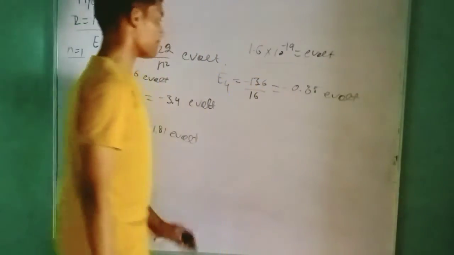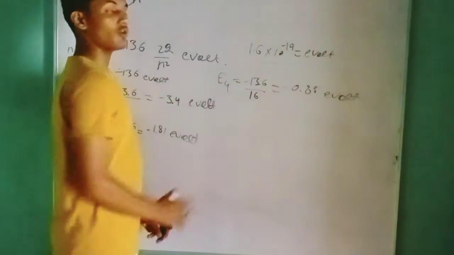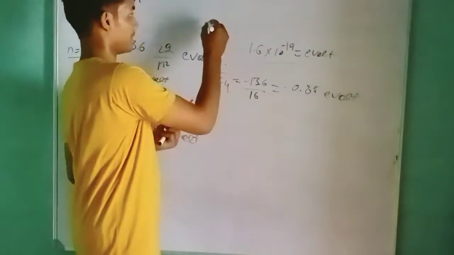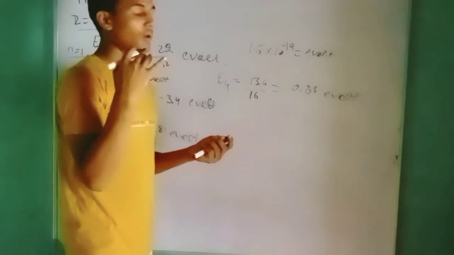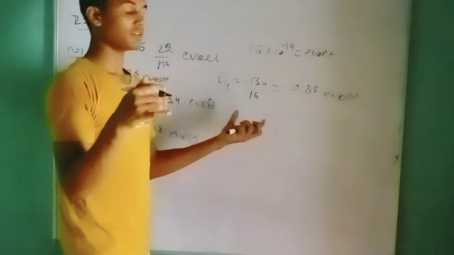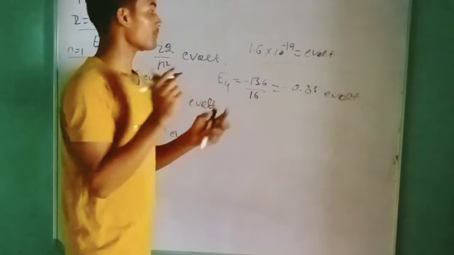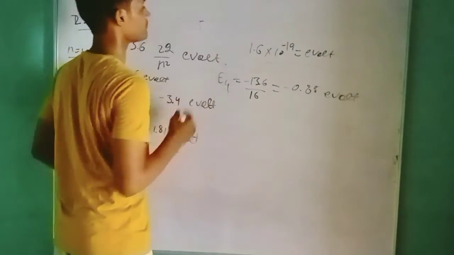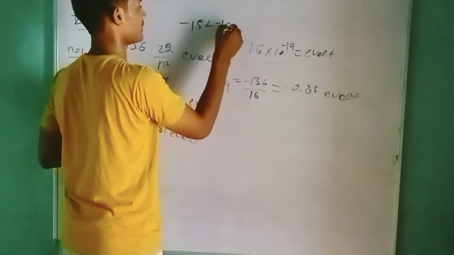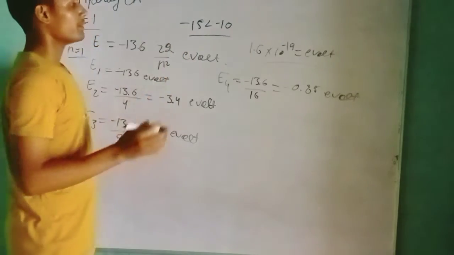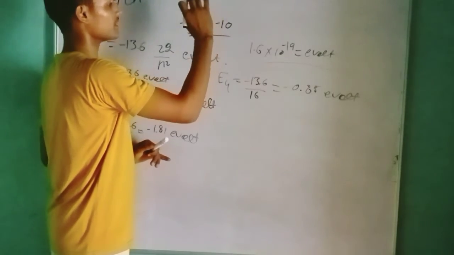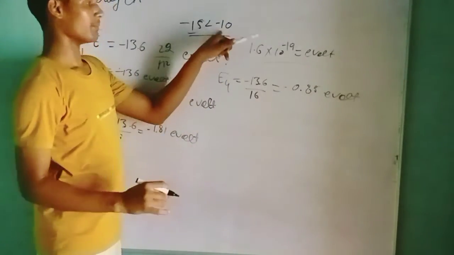So we notice here, when we increase the number of the orbit, then the energy of the electron increases, because we know that the negative value of a bigger number is less than the negative value of a smaller number. It is like minus 15 is less than minus 10.